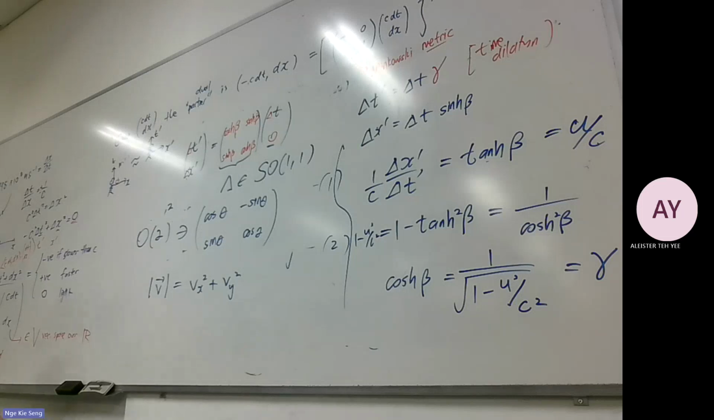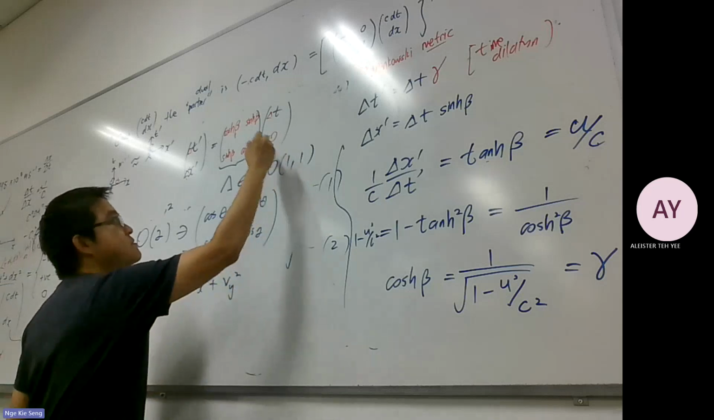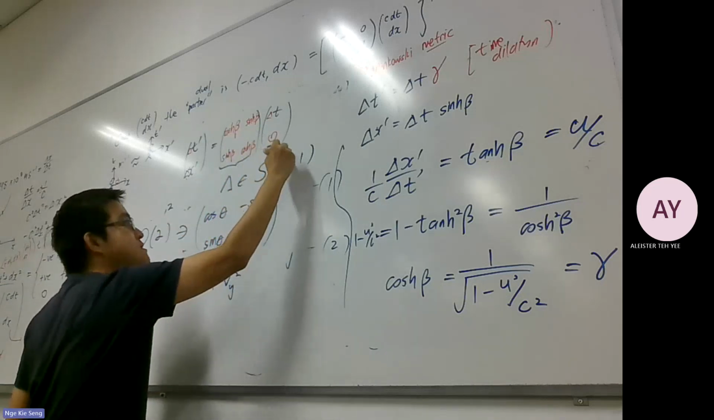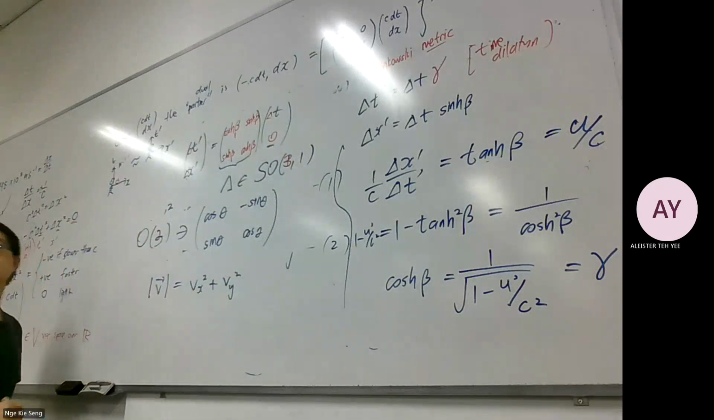Because we are in a three-dimensional space plus one time space-time, the full Lorentz group in our Minkowski space is SO(3,1), and our real world is mostly that. So yeah, that's all I have.